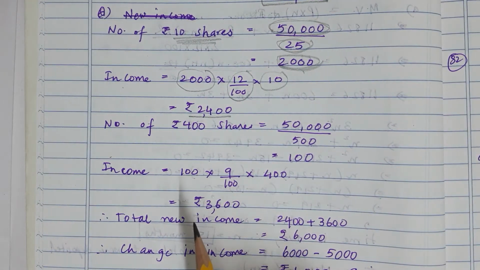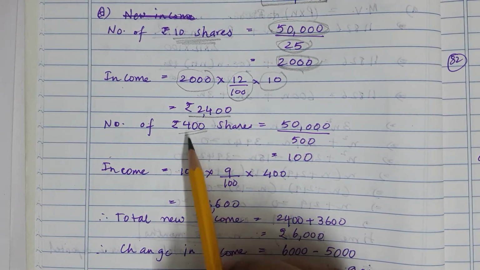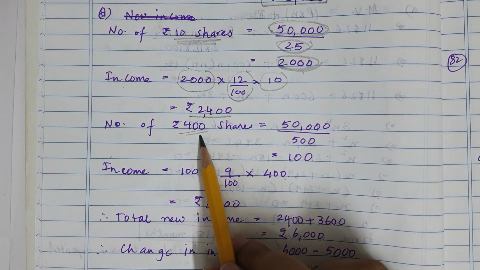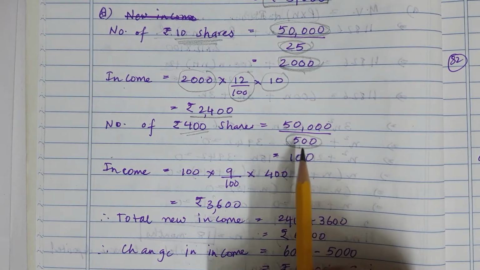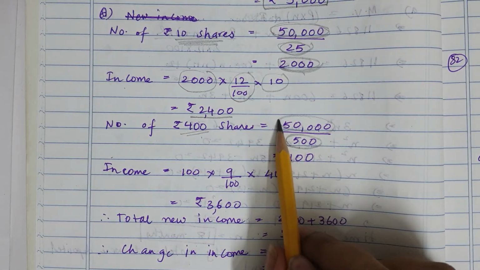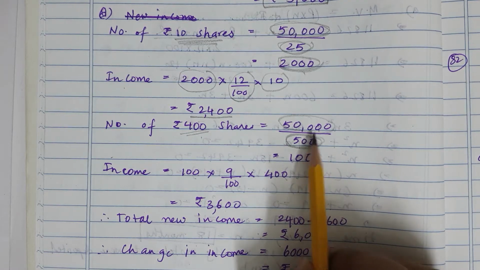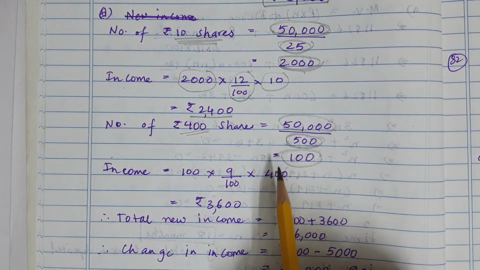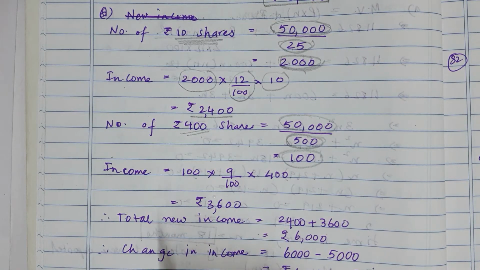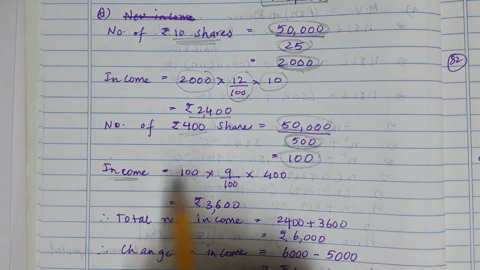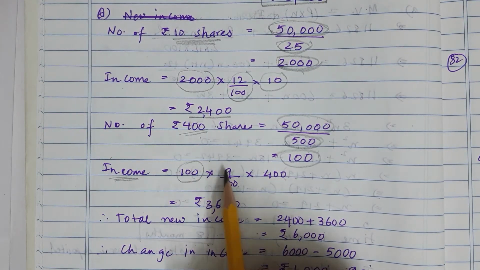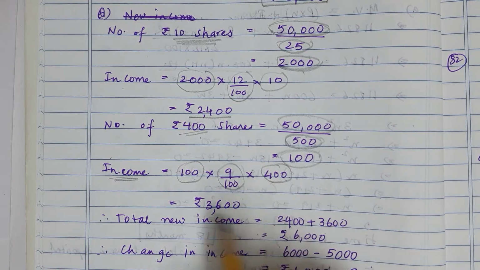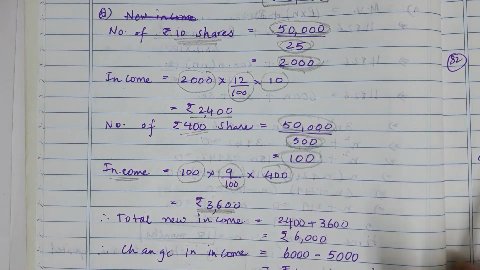He also invested half the sale proceeds in 400 rupee nominal value shares. Now the market value of those shares at that time were 500 rupees per share. So his sum invested was 50,000 rupees and market value was 500. So he had bought overall 50,000 by 500, which is 100 shares of 400 rupees nominal value. Then income from those 100 shares will be 100 into the rate of dividend, which is 9%, and the nominal value is 400. So if you calculate that, you get 3,600 rupees.